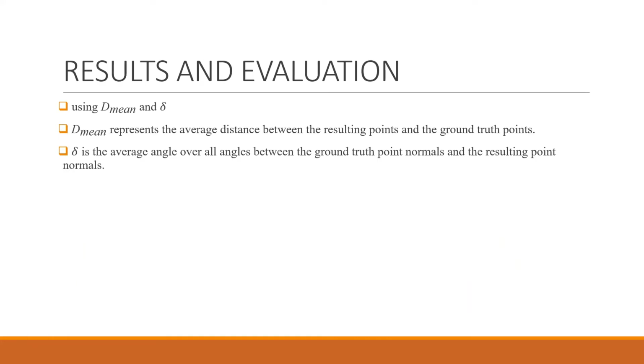For result and evaluation, we are using three parameters: the mean, delta, and also the processing time. The mean represents the average distance between the resulting point and the ground truth, which is the original data without noise. The resulting point is a point after denoising, and delta is the average angle. If d is the distance, delta is the angle, and we also consider one more parameter, which is the processing time.